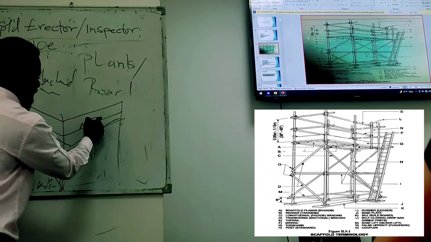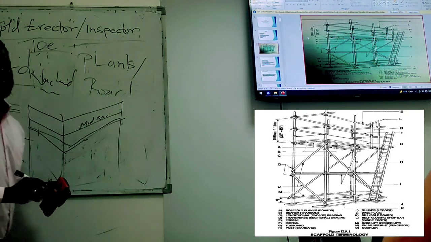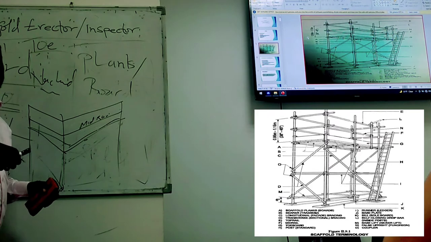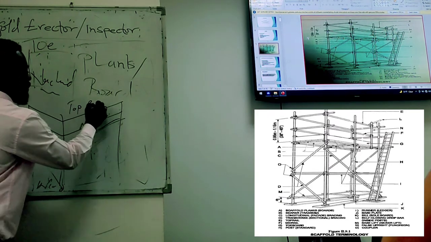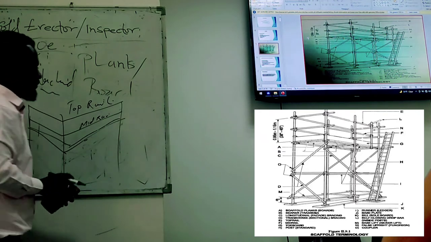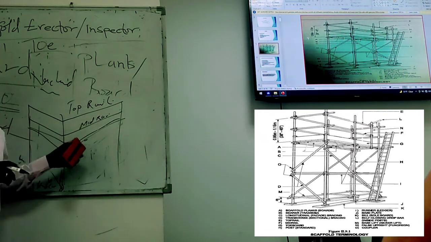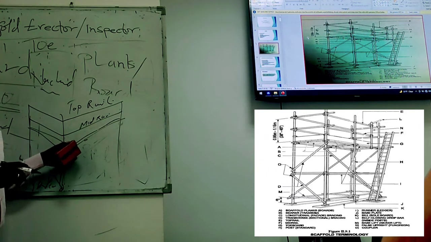So this one is what? Mid rail. Mid-rail simply means middle. Rail means you can hold it like this. So this one is the top rail. Excuse me. I hope you are getting my drawing well. I'm a very bad sketcher.